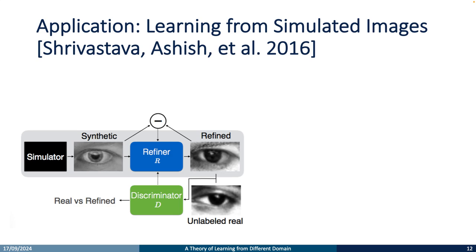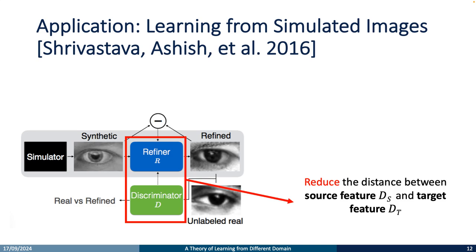on real images. To address this, a generative adversarial network, GAN, with a refiner and discriminator D, is used to refine the synthetic images. This refiner reduces the distance between the source and target features. However, the goal of using synthetic data is to reduce the labeling effort for real images. The real images used to train the GAN do not have labels related to eye gaze angles.